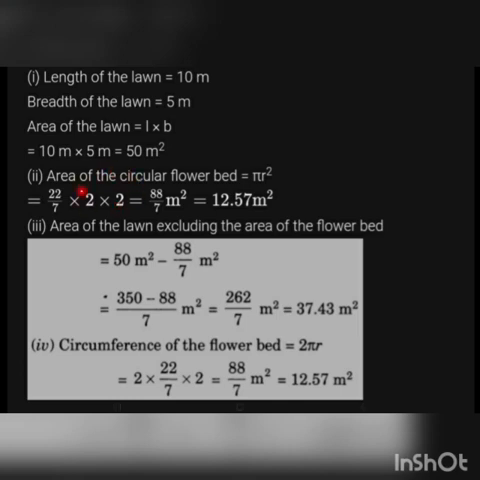Here pi r square means 2 into 2. Again 2 pi r also, 2 into r, that is 2 into 2, 4 itself. That is the same answer here.